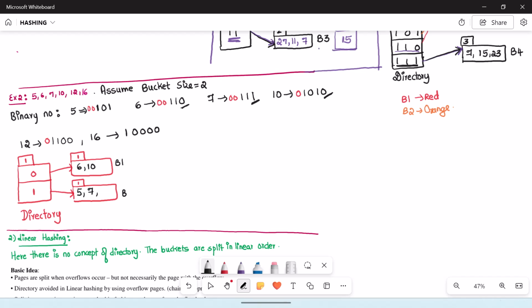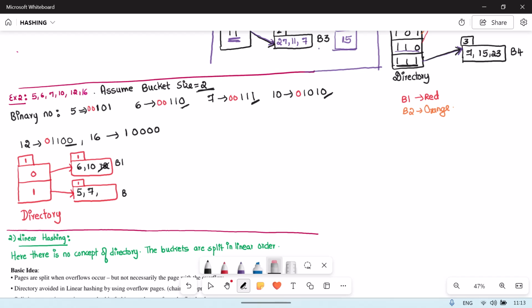Okay, next is 12. 12's least significant bit is 0. But if you see, can you place another value? Can you place 12 over here? Is it possible to place 12 over here? No. Why? Because the bucket size is 2. You can only have 2 elements. So 12 can't be placed.